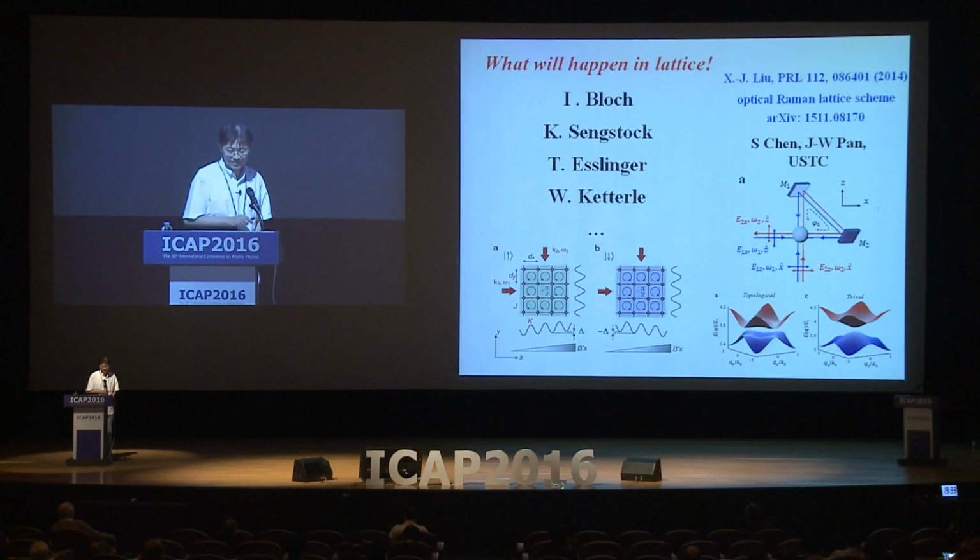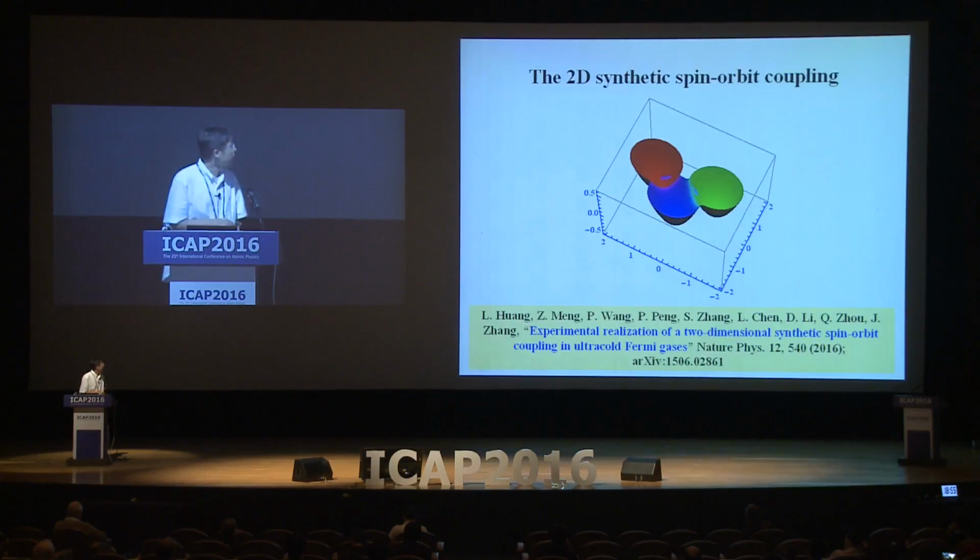Here, we mainly discuss the system with a continuous gauge potential. In parallel, cold atoms in an optical lattice with a gauge potential also have richer physics. Recently, the USTC group in China realized the topological band by the optical Raman lattice scheme. Here, they used the Raman laser to generate the optical lattice.